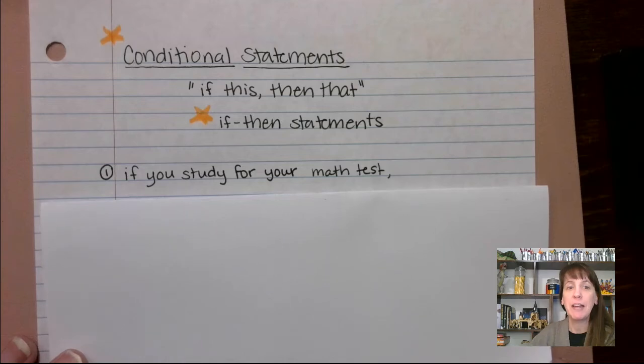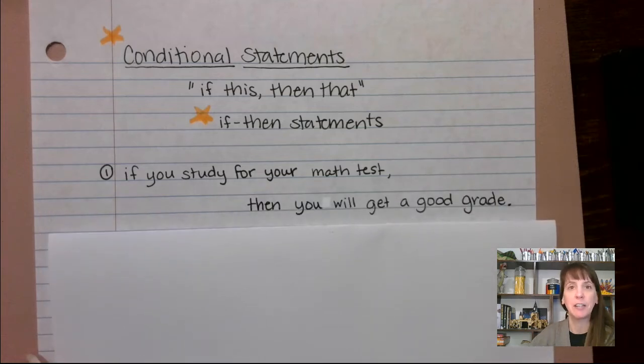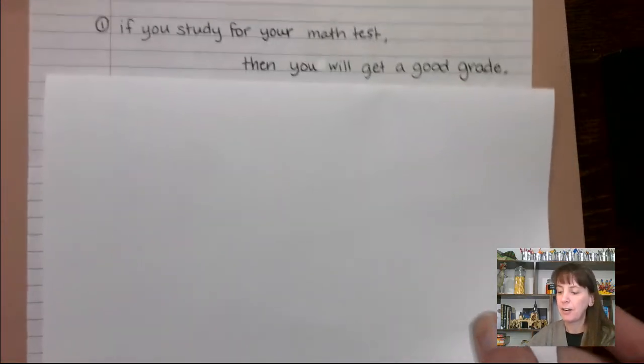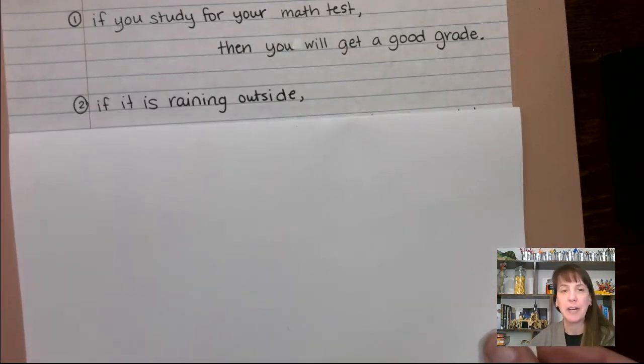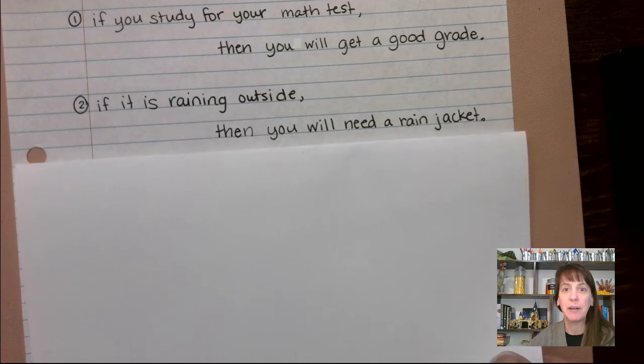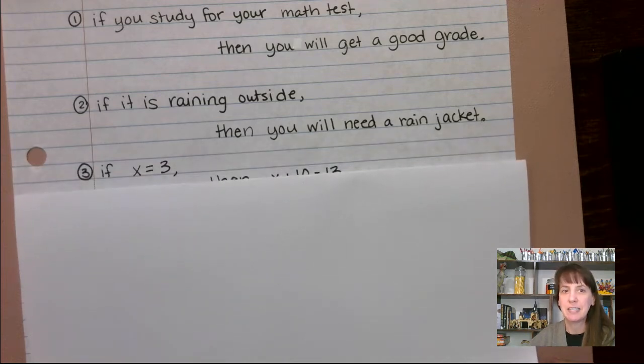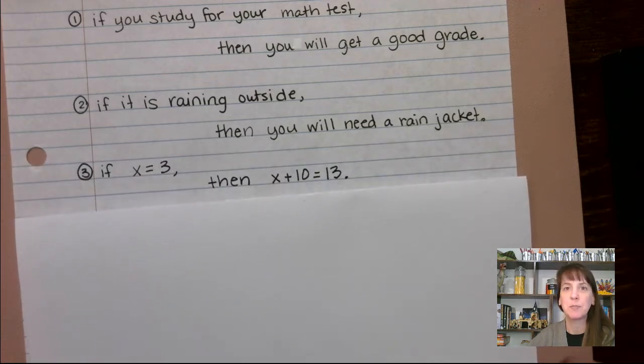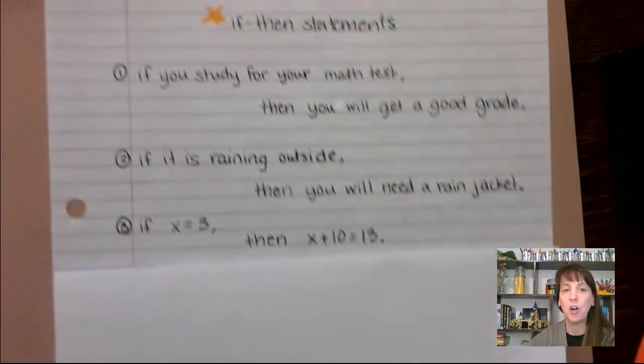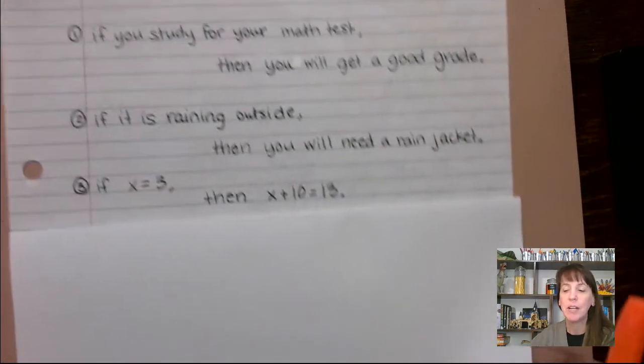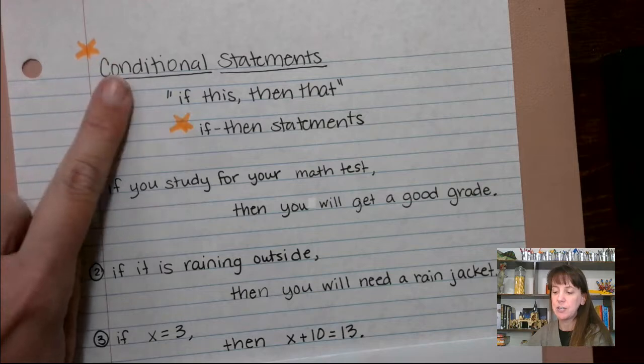If you study for your math test, then you will get a good grade. So there's an if-then statement. For our second one we have, if it is raining outside, then you will need a rain jacket. If x equals 3, then x plus 10 equals 13. So these are all if-then statements. Now, you want to write that part down. Conditional is an if-then statement.